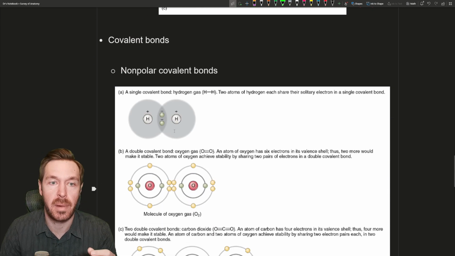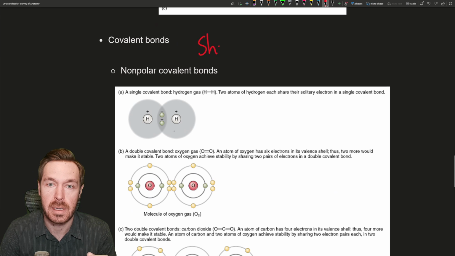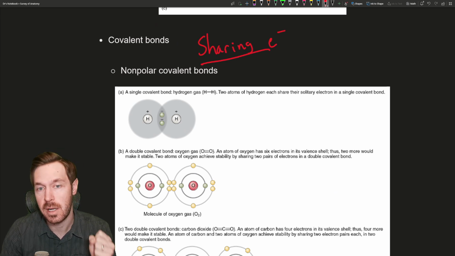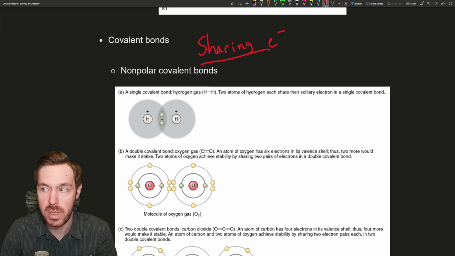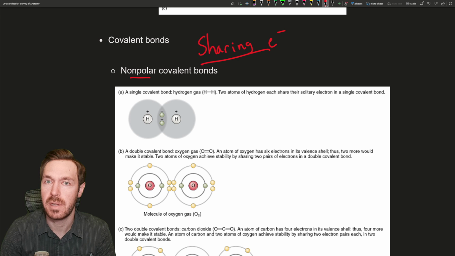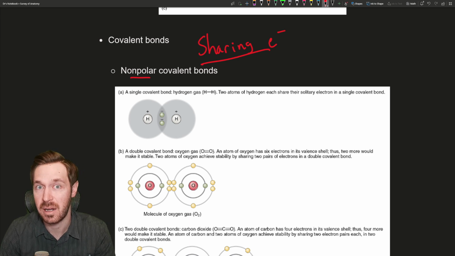Next up are covalent bonds. Covalent bonds, the key word is sharing. So sharing electrons. We're not transferring, we're sharing them between atoms. There are 2 types here: nonpolar and polar. And what that is talking about is the difference between sharing those electrons. Sometimes it's an unequal sharing, and that creates polarity or sidedness.